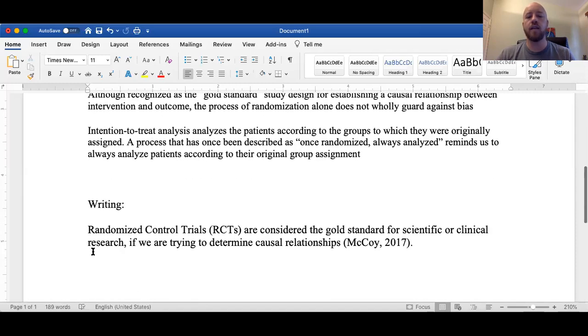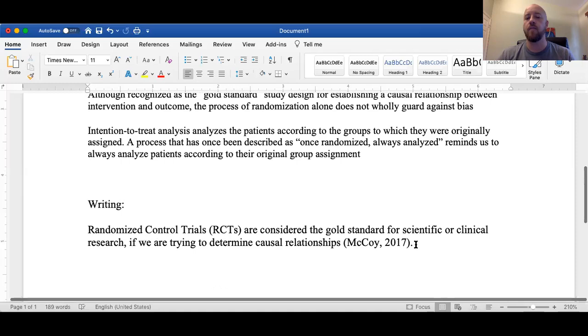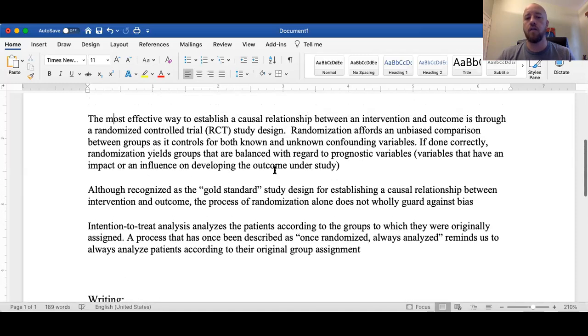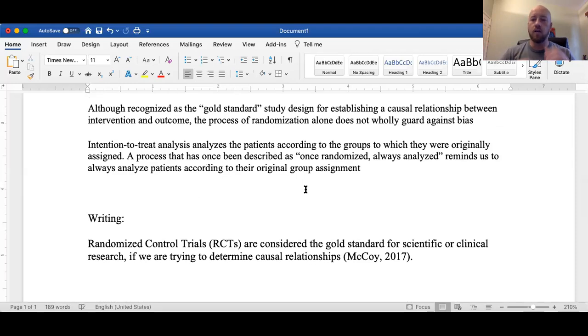So when I write this, I might write, randomized control trials are considered the gold standard for scientific or clinical research if we're trying to determine causal relationships, McCoy 2017. Okay, and so that's my paraphrasing that I would have gotten from this article, right? And so then I would just keep going from there.